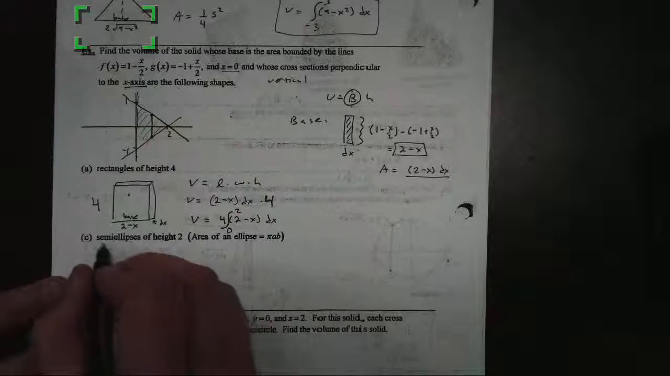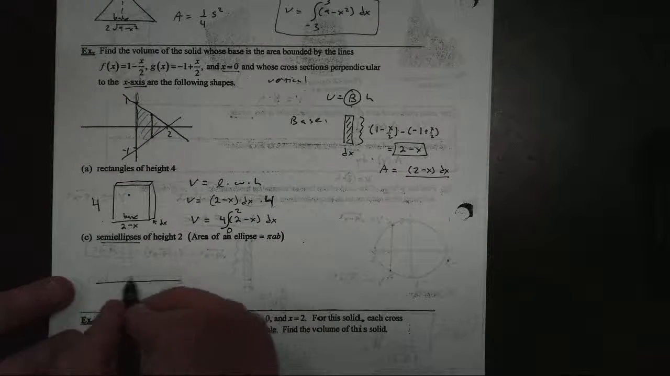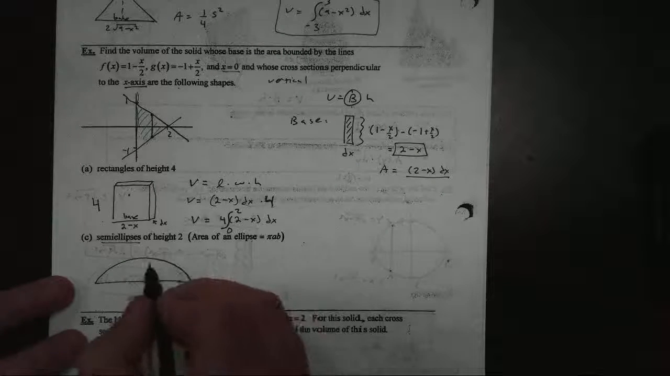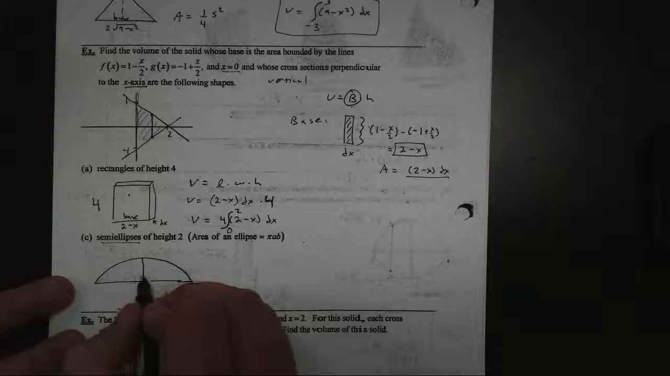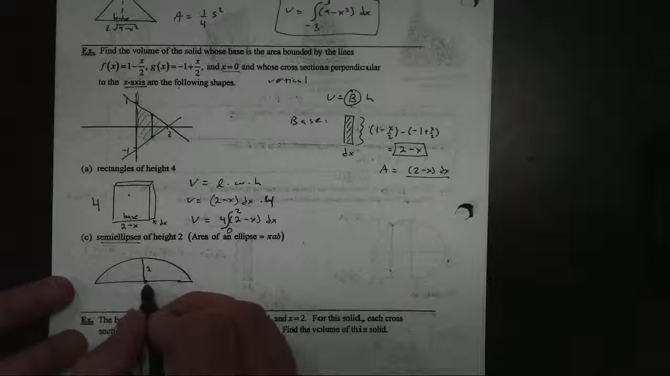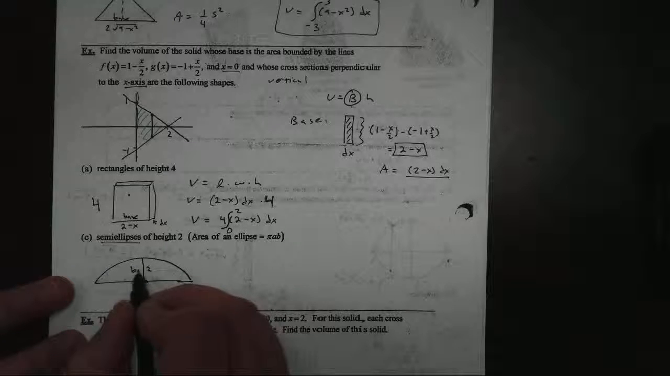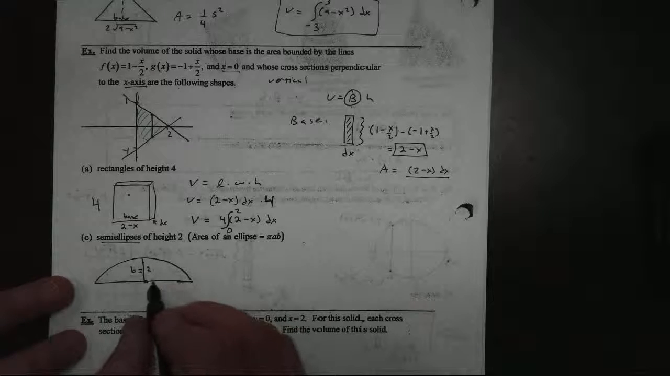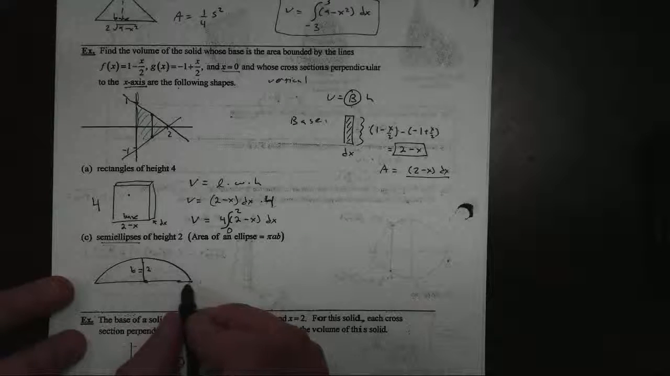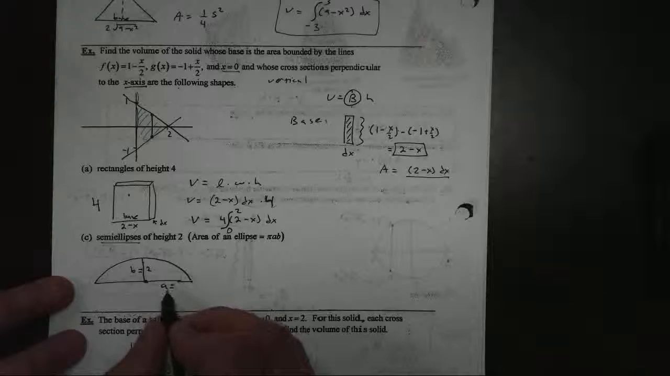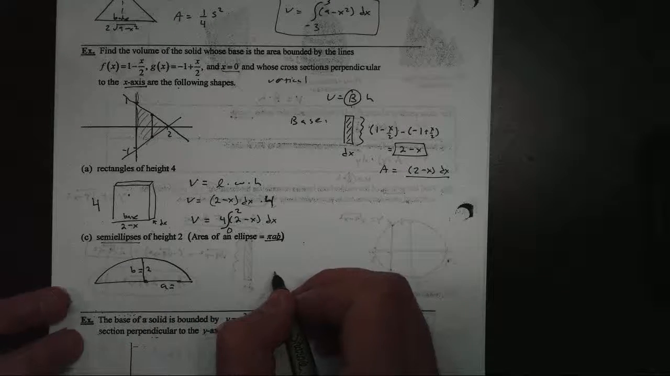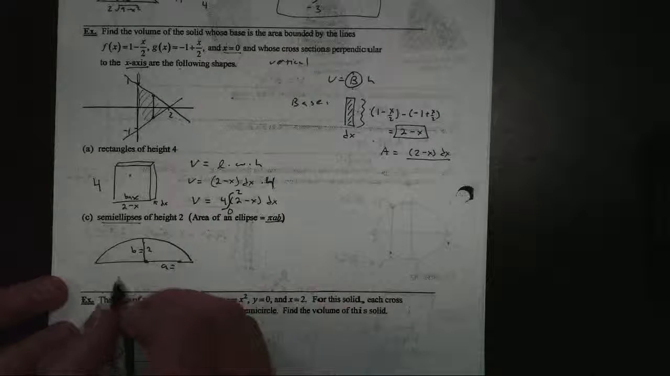Now, what if we have a semi-ellipse? Well, that's easy. I draw a semi-ellipse right here. We know it has a height of 2, and so at the very middle, it has a height of 2. Now, from Algebra 2, we learned that this is called B. That's the distance from the center to the vertex is B, and the distance from the center to the horizontal vertex, we call that A. So they give me the formula for area of an ellipse, pi AB.